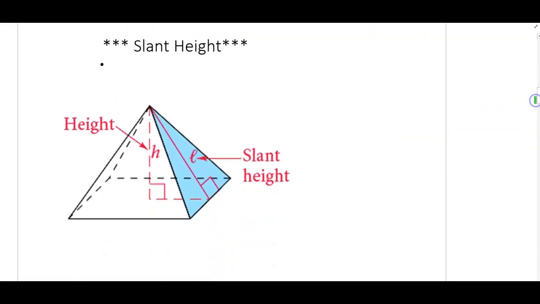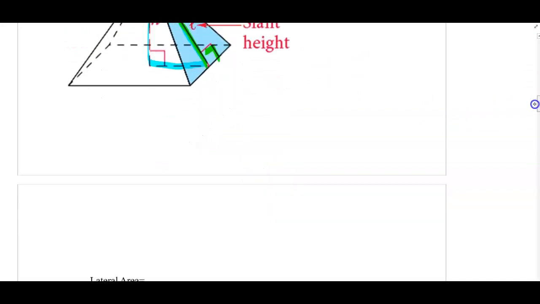So now, when you have your slant height, you have to see a couple of things here. When you break this down, you will see that this right triangle is formed. So sometimes you may have to use the Pythagorean theorem to find the slant height. And in the future, you might even have to use the Pythagorean theorem to find the height.